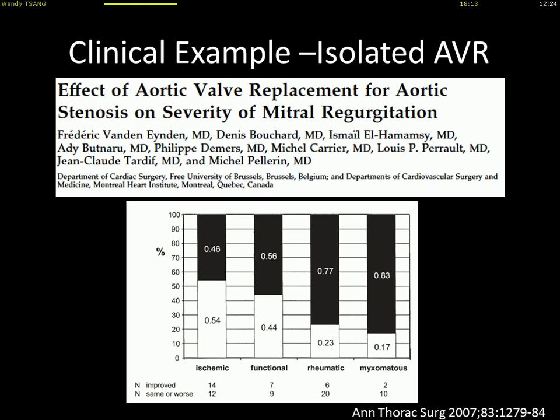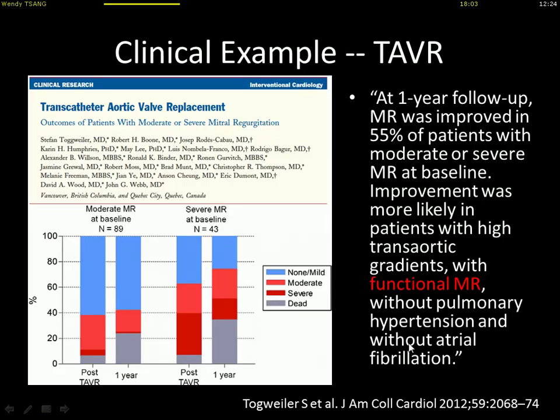And you see those who had technically normal or ischemic or functional mitral regurgitation had much more improvement than those who actually had something abnormal with the valve, such as rheumatic or myxomatous. These findings still hold true in the TAVR realm.